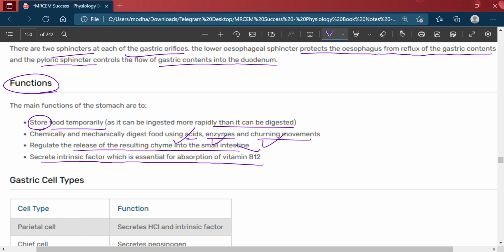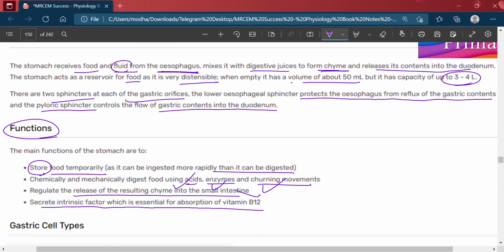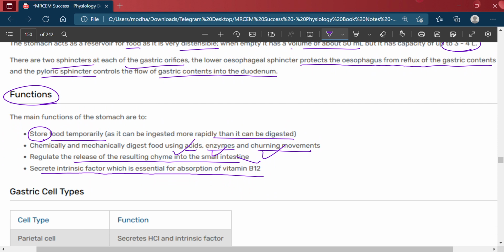Okay, as we have seen earlier, there is the function. What is the function of the stomach? Its main function is to store the food temporarily, as it can be ingested more rapidly than it can be digested. Then chemically and mechanically digest food using acid, enzymes and the churning movement.